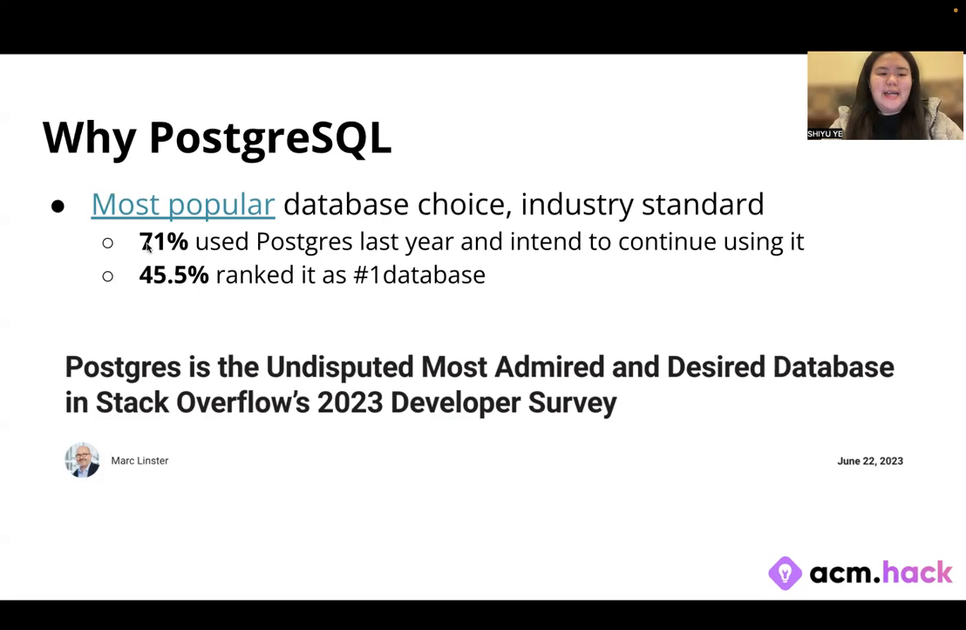So basically what it says is that among all the respondents to the survey, 71% used Postgres last year and they intend to continue using it. And almost half of the respondents ranked it as their top 1 database, which is very remarkable, very impressive. PostgreSQL is kind of like the industry standard, so it will be something useful even when you get out of college and actually start working. So it should be something that you want in your toolbox.